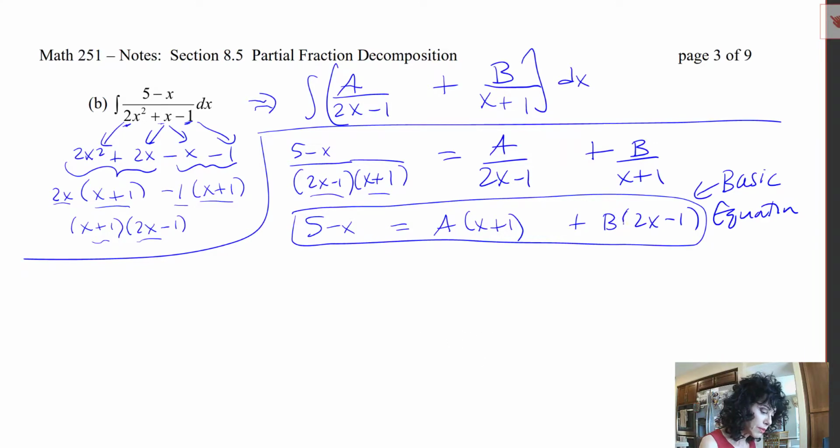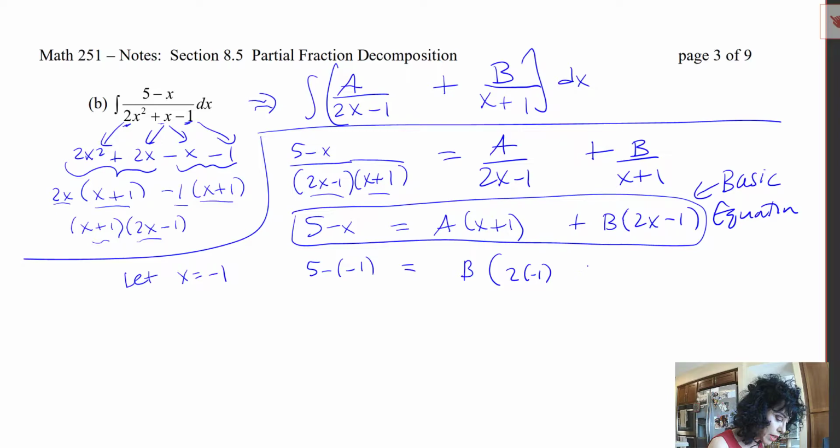Okay, so now, what's an obvious value we can substitute into our basic equation to kill off one of the unknowns so we can get the other one? Well, obviously -1, because that'll make the A term go to 0. So if we substitute x equals -1 into this basic equation, the left-hand side will turn into 5 minus -1, and then the right-hand side will be B times the product of 2 times -1 minus 1. Okay, so 5 minus -1 on the left is going to be 6, and that's going to equal B multiplied with what?